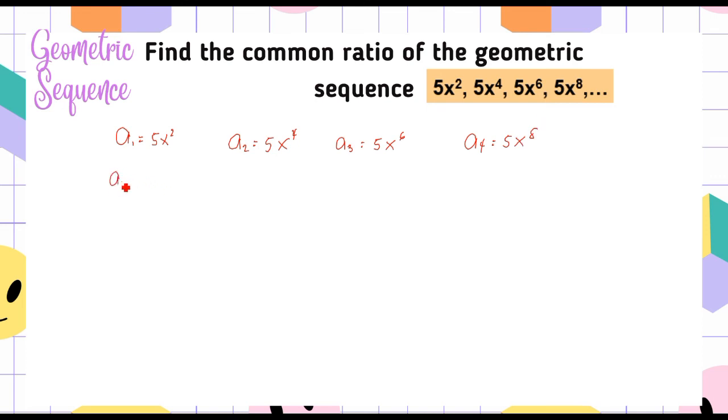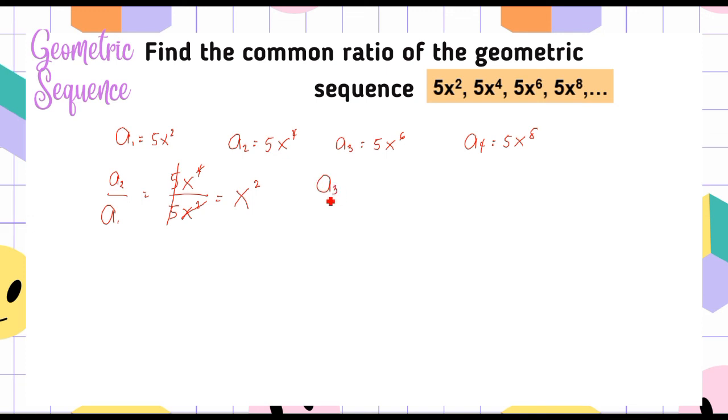So, a sub 2 is to a sub 1. So, magiging 5x raised to 4 is to 5x squared. So, as you can see, pwedeng makancel na po yung 5. And then, since variable, gagamitan po natin ang laws of exponent. Isusubtract natin yung exponent sa numerator. Kaya, ang matitira ay x squared.